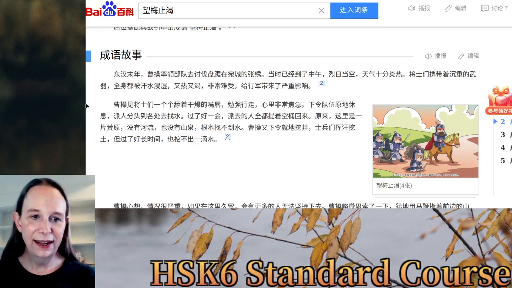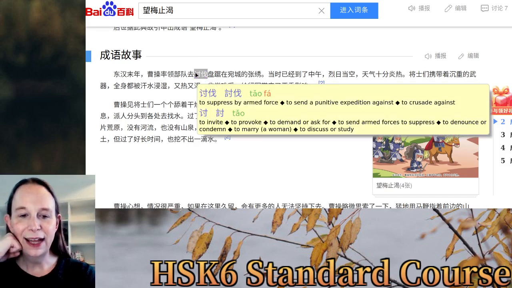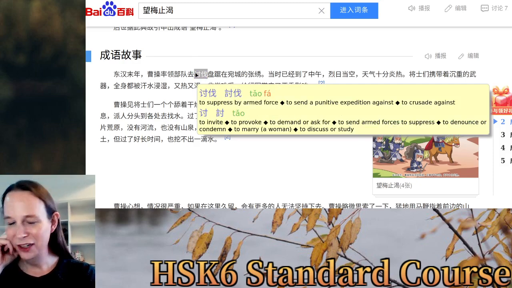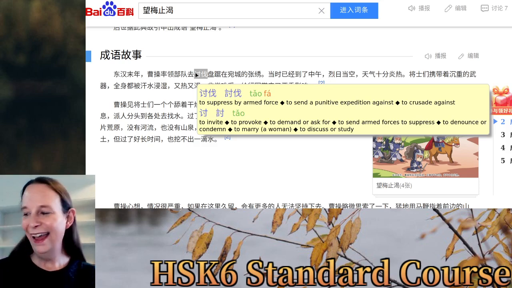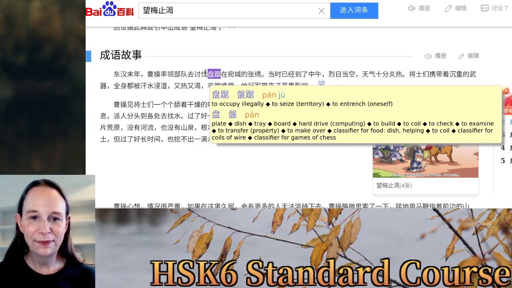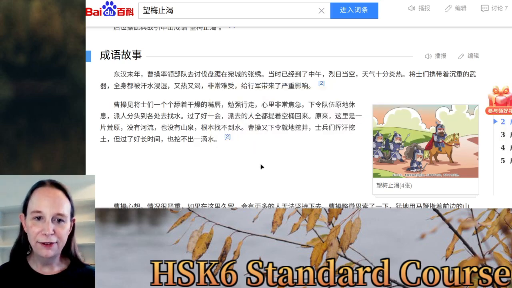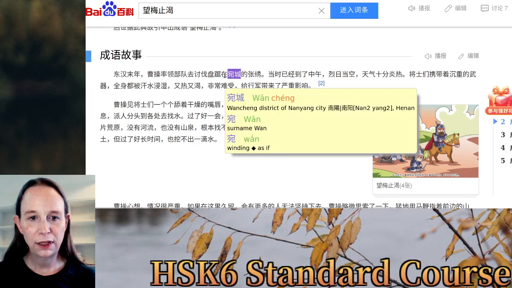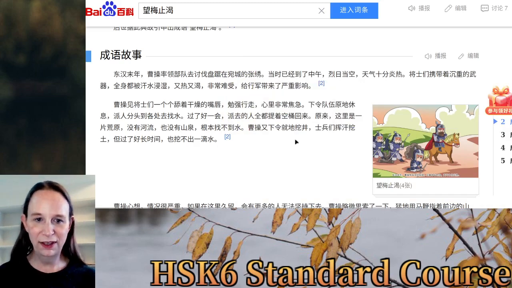Okay, 东汉末年，曹操率领部队去讨伐。Okay, first of all, 讨伐. I see this character in Genshin Impact. I could open it, but it'll take a long time. 讨伐, to send a punitive expedition against, crusade against. Okay, so this means you go track down your enemies and destroy them. What is this? 盘踞. Okay. 讨伐盘踞在完成的张绣。完成, so this is the name of a place. 张绣, that's the name of an enemy, I guess.